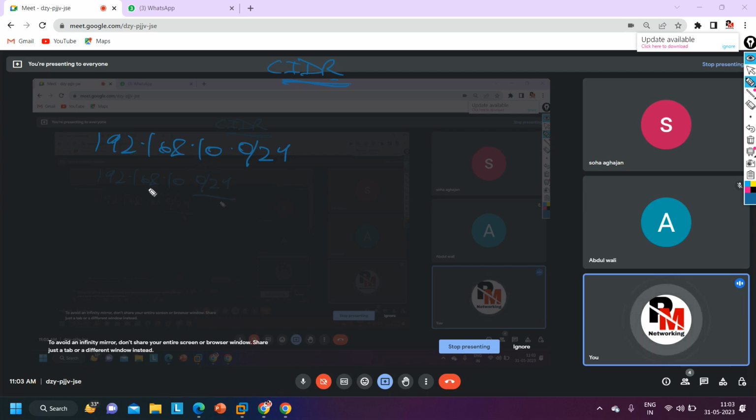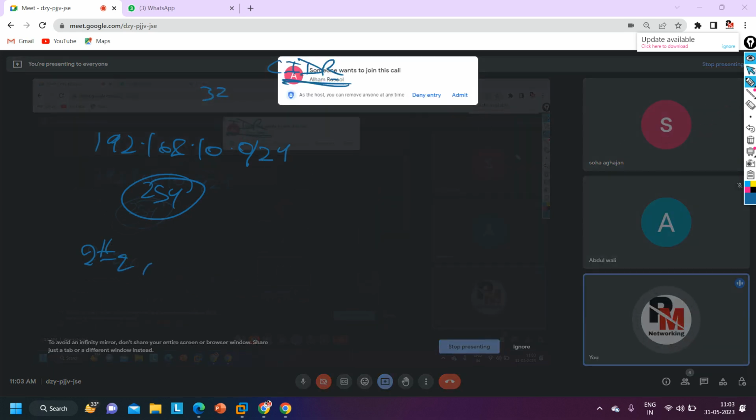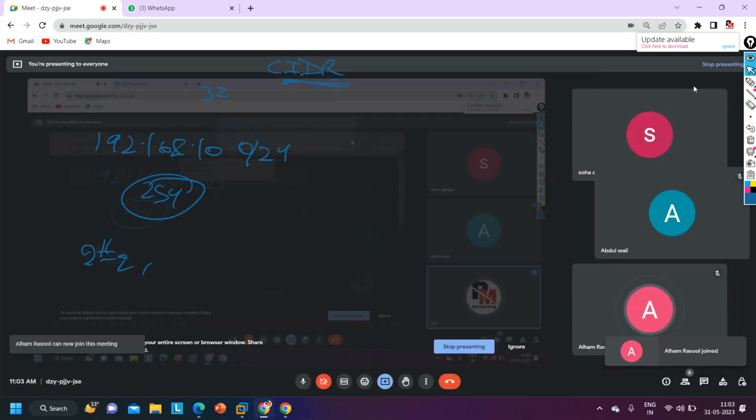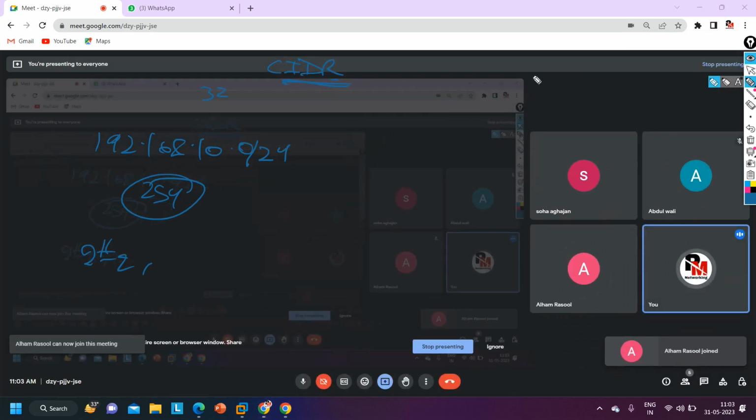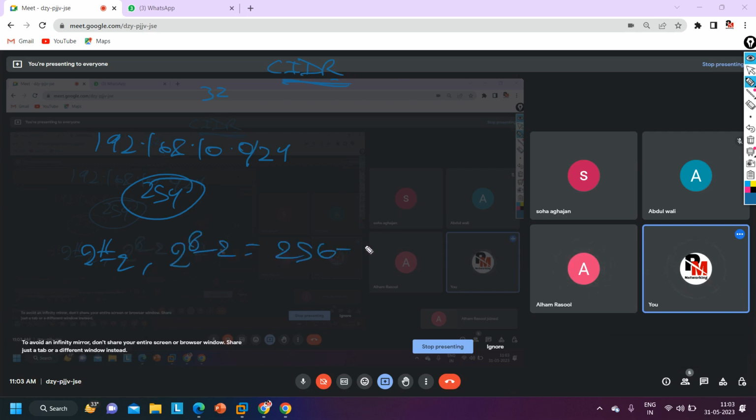So it is telling me that in this network there are 24 network bits. So the number of valid hosts in this network is 254. You can calculate it. The formula is 2 to the power h minus 2. Out of the 32 bits of an IP address, if 24 bits are network bits, then 8 bits are host bits. So 2 to the power 8 minus 2 is 256 minus 2, which is 254. This is the number of valid hosts in this network.